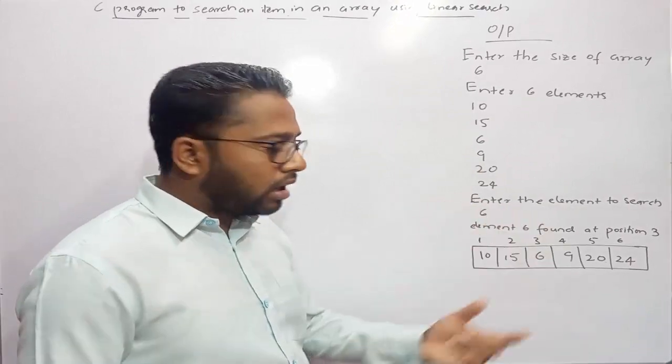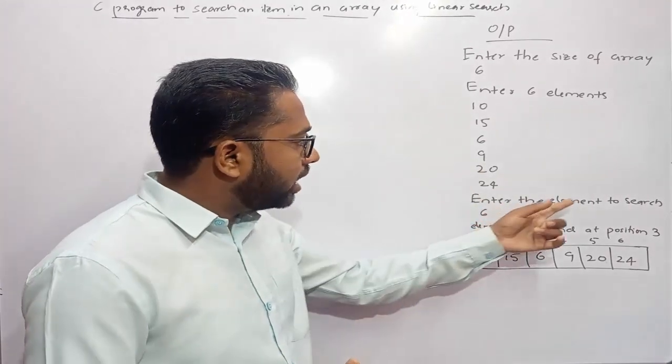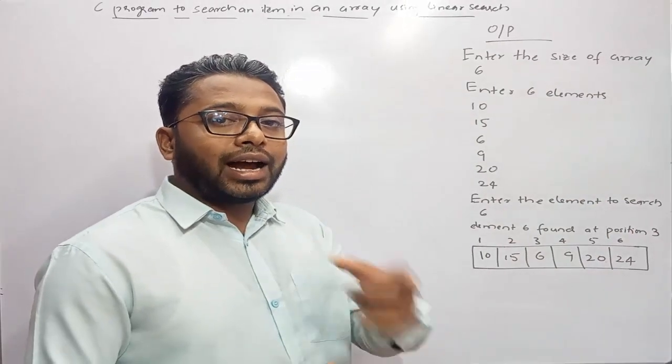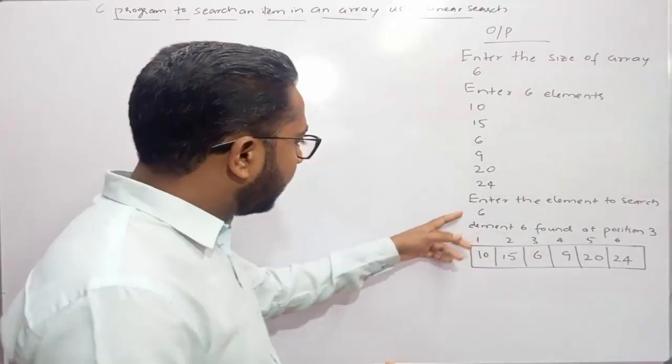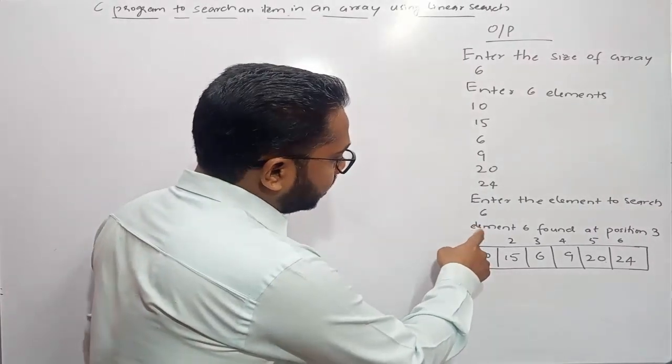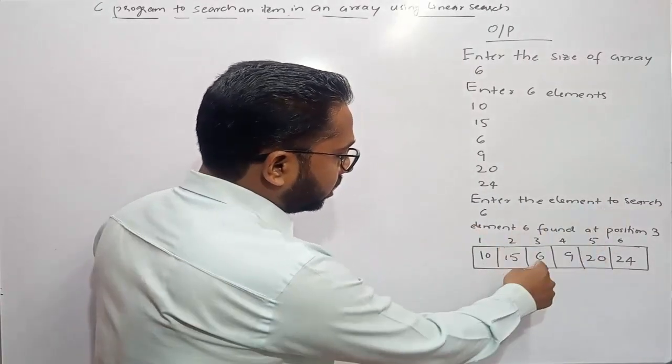Then once again it will show one more message, enter the element to search. That means out of these 6 items, which item I want to search. Then I will enter 6. Then it will show you a message, element 6 found at position 3.